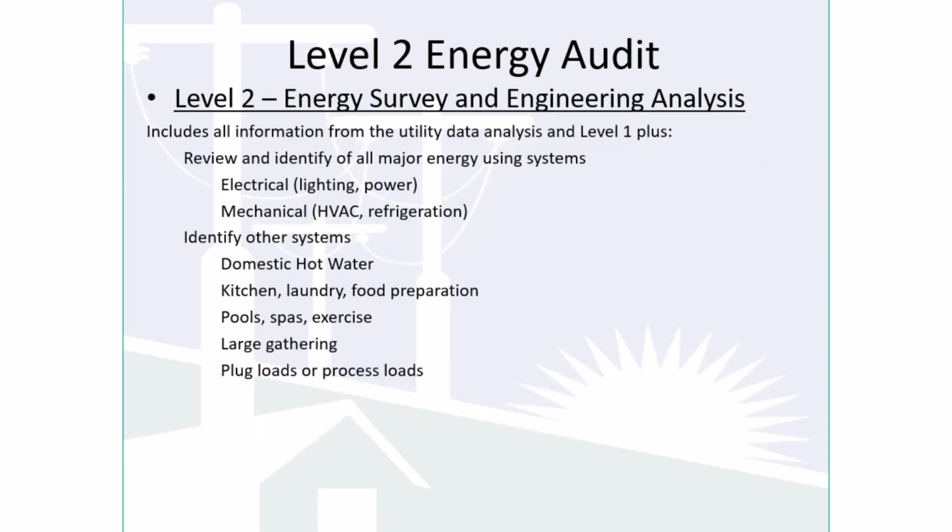The next level of effort in conducting an energy audit is Level 2. This level includes all the work that you would do at a Level 1 plus a little bit more. An important aspect about Level 2 is that you need to identify and review the major energy using systems, which are electrical, that includes lighting and power, and the mechanical, which is HVAC and refrigeration. You'll also identify the other systems: domestic hot water, kitchen and laundry if it's there, any pools or spas, large gathering areas, and also the plug or process loads.